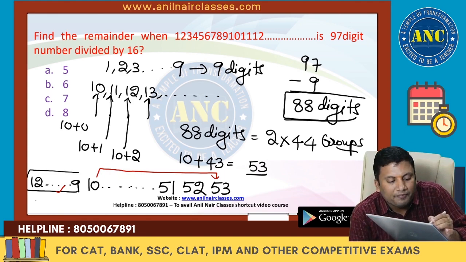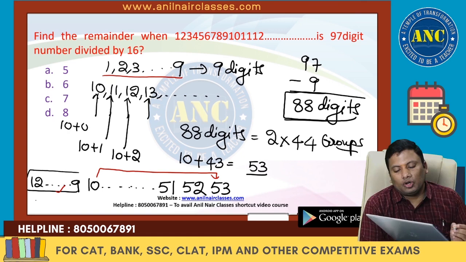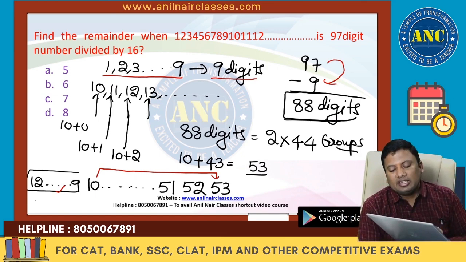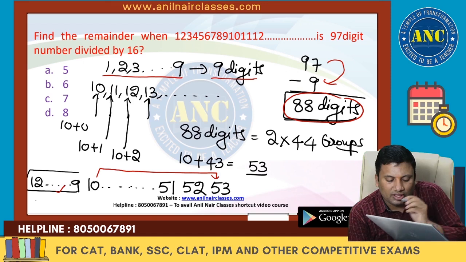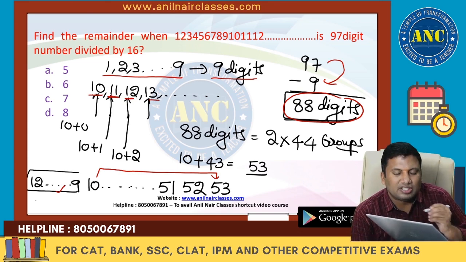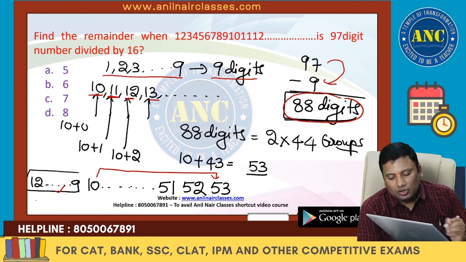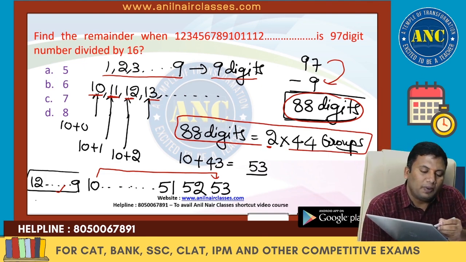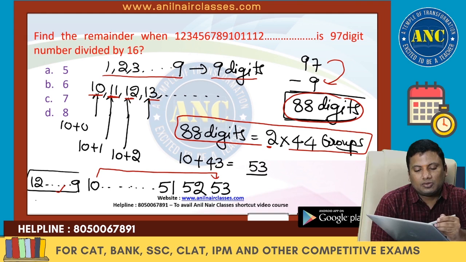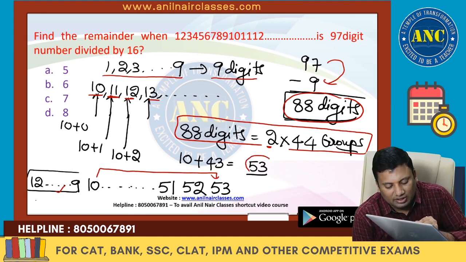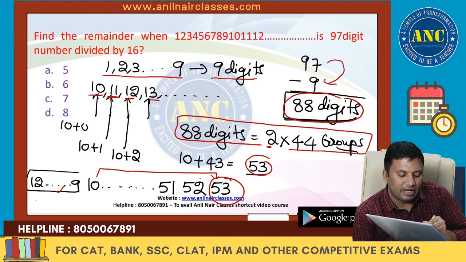Again I am repeating. Single digits are from 1 to 9, which is nothing but 9 digits. Out of 97 digits, 9 digits I already wrote. Remaining is nothing but 88 digits. After 9, every number is a group of 2 digits: 10, 11, 12, 13 and so on. So, group of 2 digits is 2 into 44 groups. First group is 10 plus 0. Second is 10 plus 1. Third is 10 plus 2. 44th group is 10 plus 43, which is 53. So, these are 53, 52, 51 and so on up to 10.